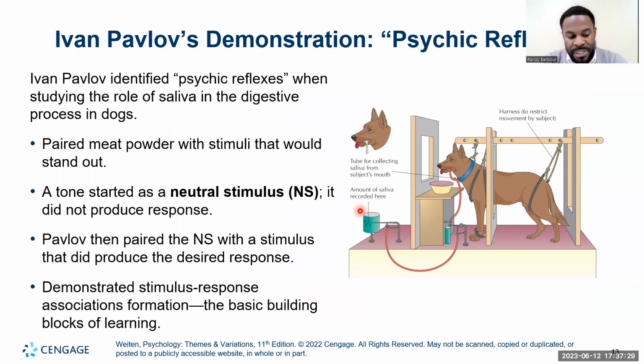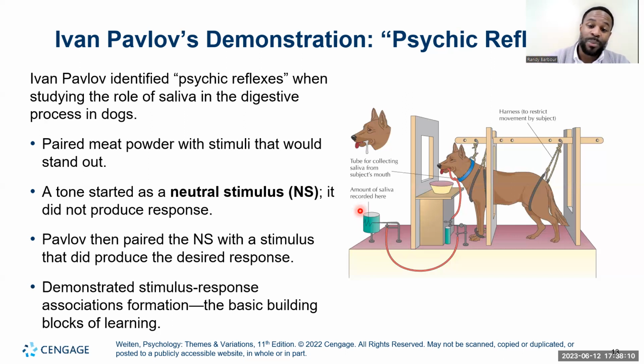So Ivan Pavlov, he was a Russian physiologist originally, and he was trying to identify what we call a psychic reflex. The psychic reflex is when he was looking at the saliva in the digestive process in dogs. Many of us already know that when we are seeing or smelling some of our favorite foods, we begin to salivate. And dogs are no different. Many mammals salivate when they're about to eat, and it prepares your digestive system to function more efficiently.